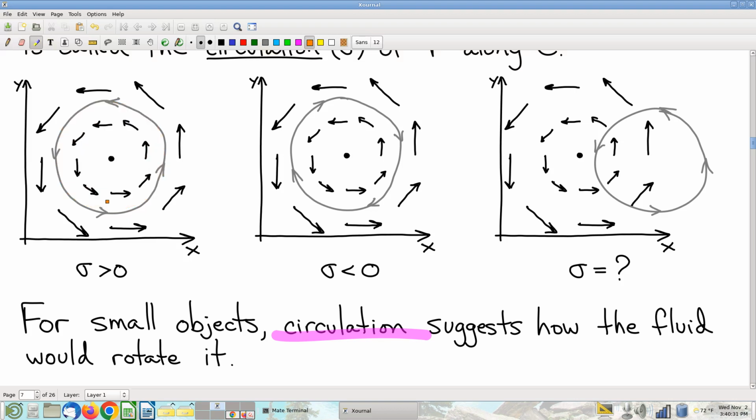And same thing over here, in fact. It's just that the signs would be backwards. Here, this leaf is still flowing counterclockwise.